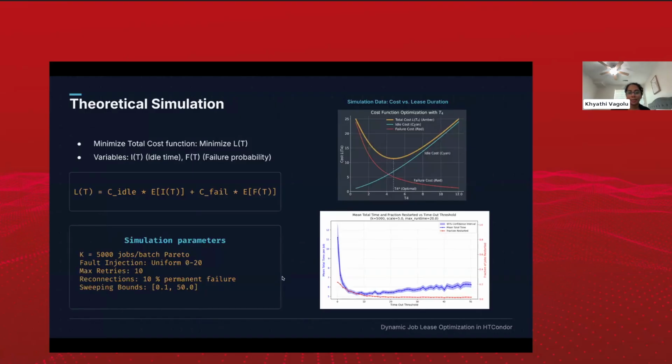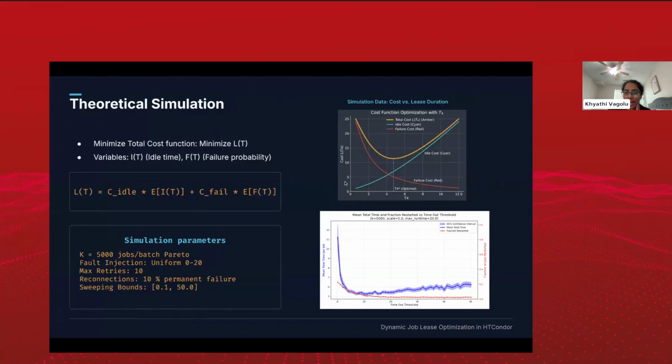And for that, since we did not have a lot of data initially, we wanted to start off with a theoretical simulation of what the system might look like. And for that, we basically used a couple of parameters and optimized on a loss function.